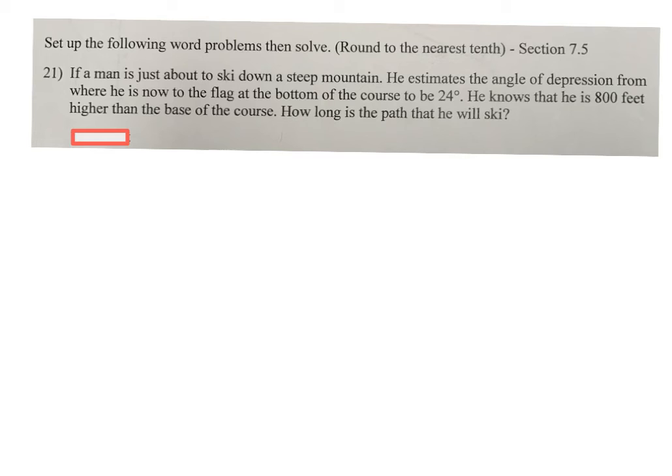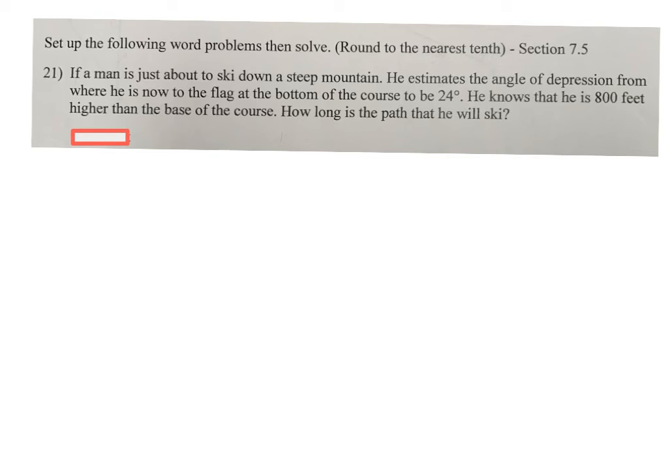The last thing you have here are word problems. So we're going to read the word problem and we're going to sketch what it looks like. If a man is just about to ski down a steep mountain, he estimates the angle of depression from where he is now to the flag at the bottom of the course to be 24 degrees. He knows he is 800 feet higher than the base of the course. How long is the path that he will ski?